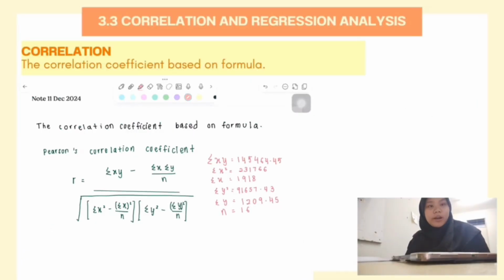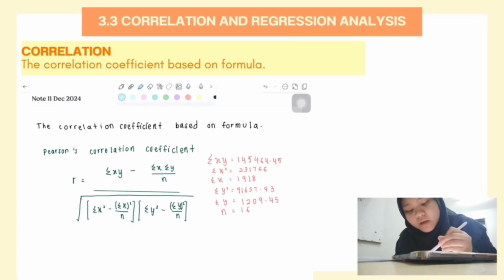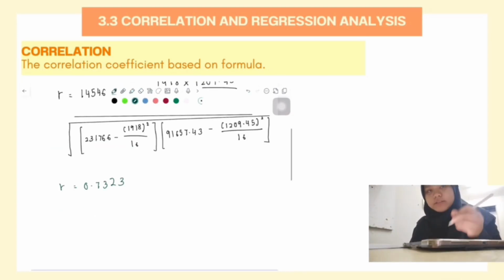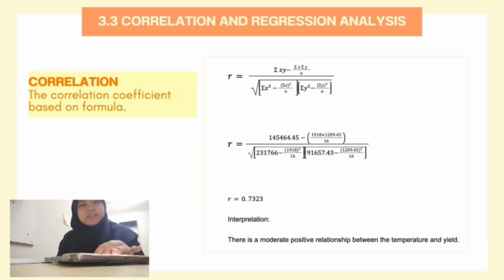Next, let me explain the correlation and regression analysis. First, the correlation coefficient based on the formula. The correlation coefficient is the Pearson correlation coefficient, symbolized as R. So, R equals total xy minus total x times total y divided by n, which is the sample size, over the square root of the product of total x square minus total x square over n, times total y square minus total y square over n. So let's solve this problem. The answer is 0.7323.